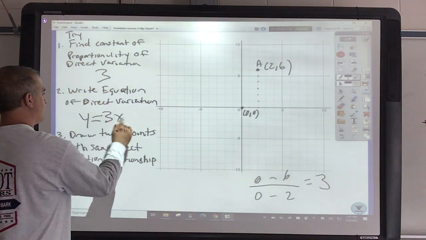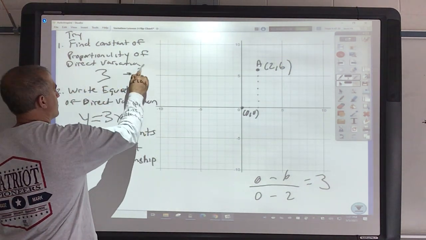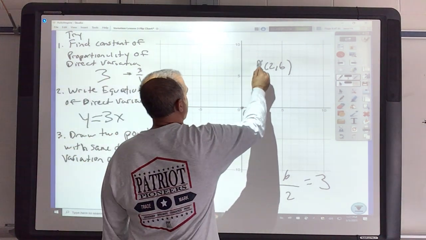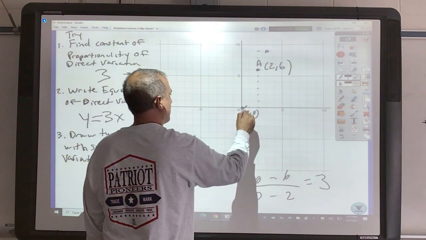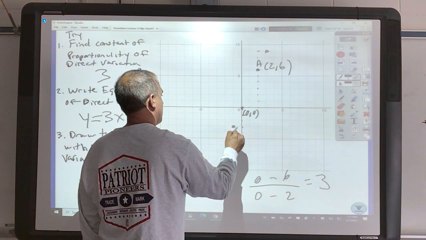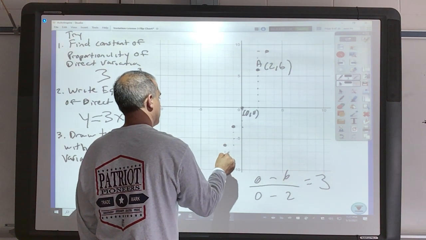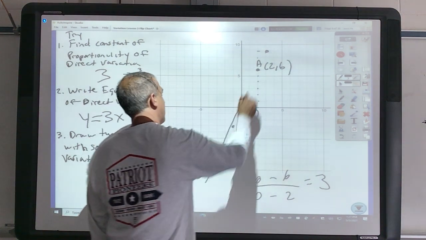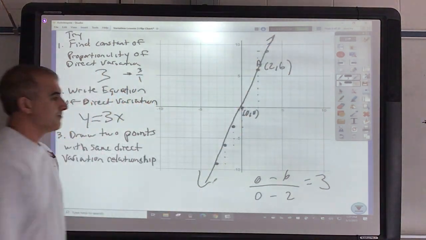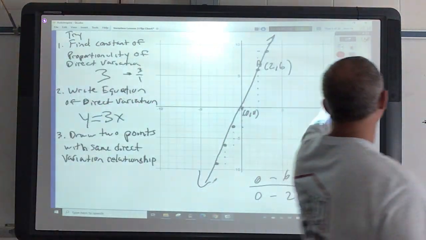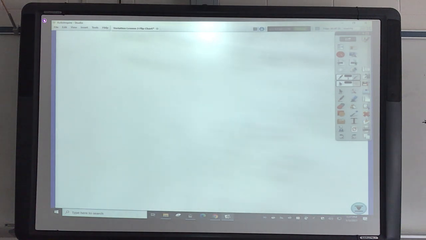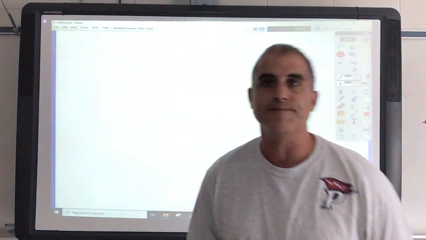y equals 3x. So to graph that, that would be 3 over 1. So I can go 1, 2, 3 over 1. I can go the other way, 1, 2, 3 over 1. Bottom line, it will be a straight line. Okay? And I think that's it. Okay? That is the end of variation.